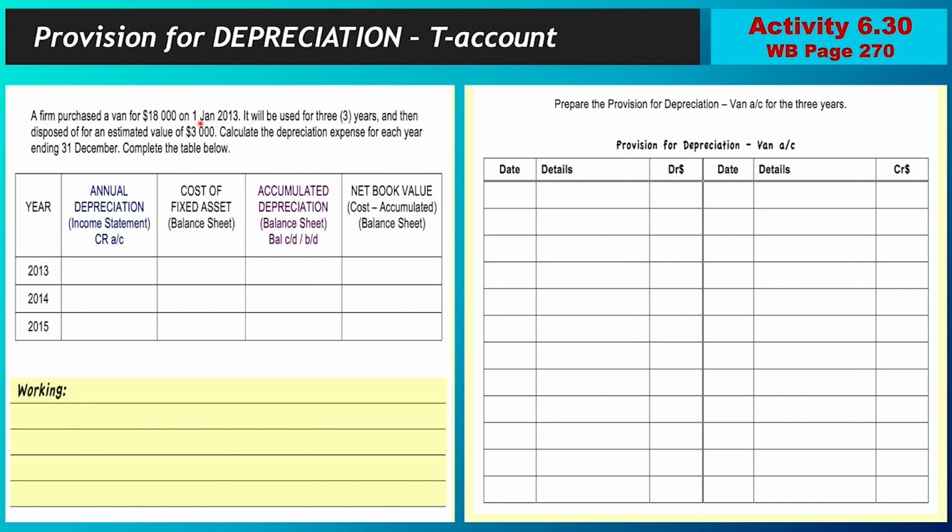We just have to work out what the annual depreciation is, and that will be your figure that goes into your income statement. So 18,000 is the cost, and on the 1st of January it was purchased. It will be used for 3 years and then disposed of at an estimated value of $3,000. Now, from the information here, no percentages were given, and they did not state which method, but because no percentages were given, that means it is the straight line method that we are going to use to do the working, using the formula.